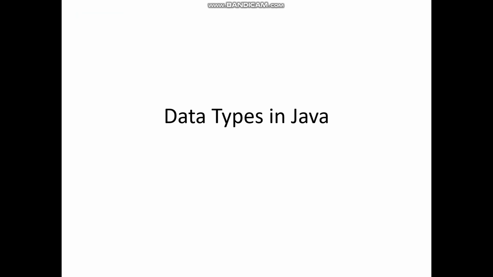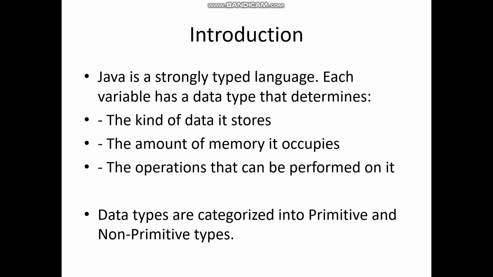Data types in Java. Coming to the data point of view, Java is a strongly typed language. Strongly typed means that once a variable has been created by using a data type, it allows only the corresponding data type values. It will not allow other data values.